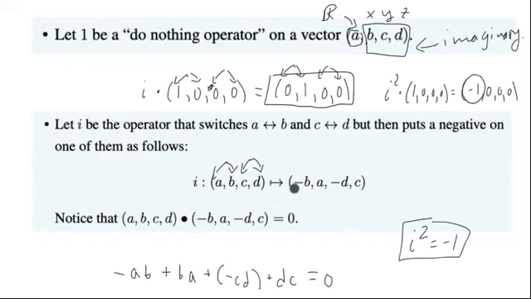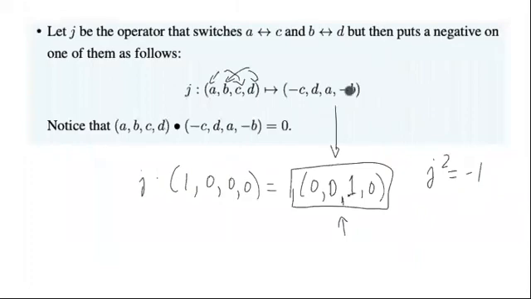Okay, and great, this type of switching and negating gets us a dot product of 0 every time. So it really does work. It really gives us something that's orthogonal, like an orthogonal type of rotation, but it's in 4 dimensions, a 4-dimensional rotation.